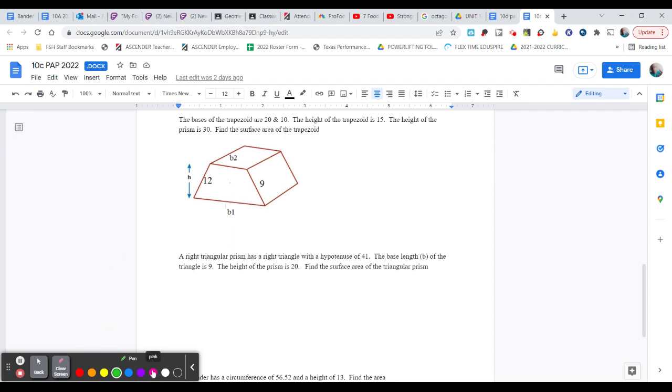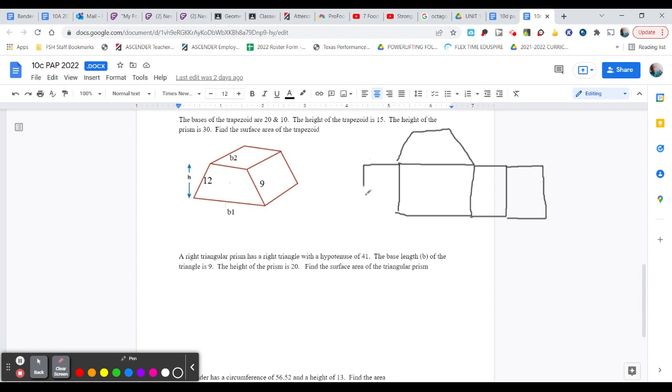All right, so trapezoid. I want to sort of draw this one out. So a trapezoid is a trapezoidal prism. We're going to have this trapezoid here. We're going to have 4 rectangles in our lateral area that go with each side, and we're going to have the matching trapezoid down here. We did one of these the other day.